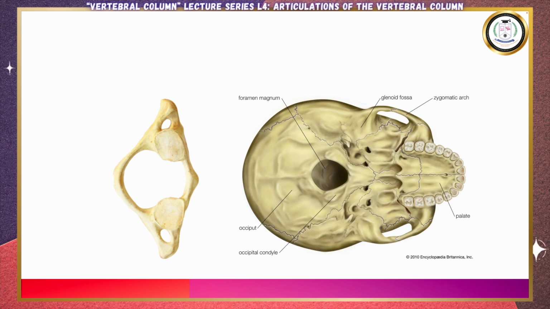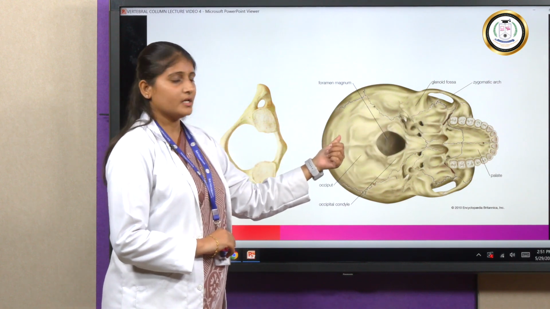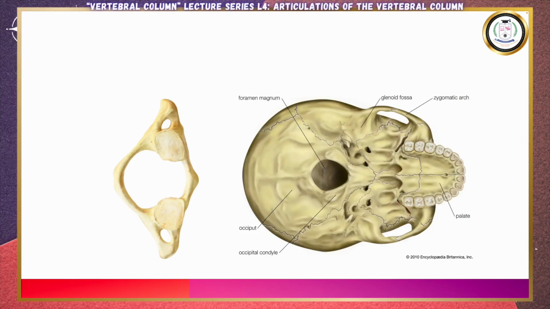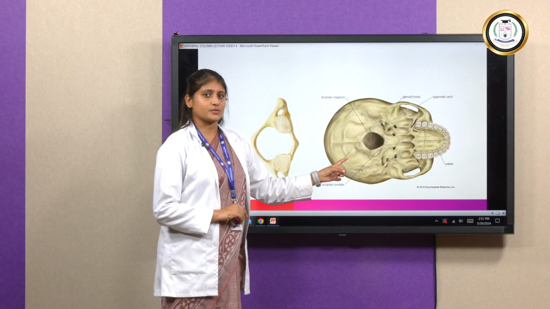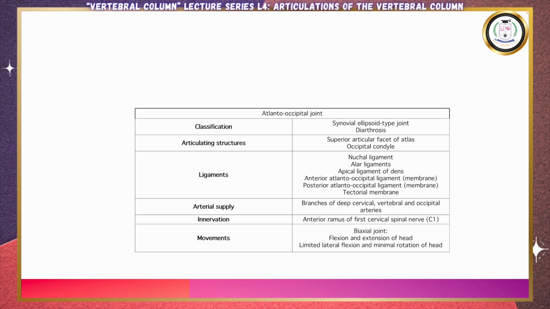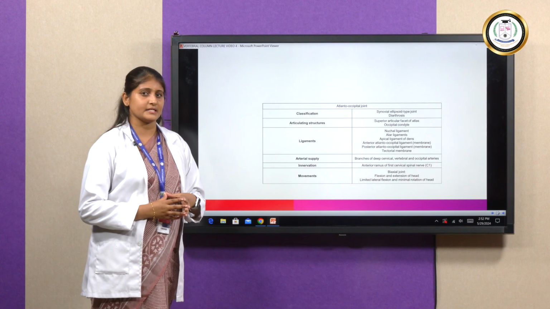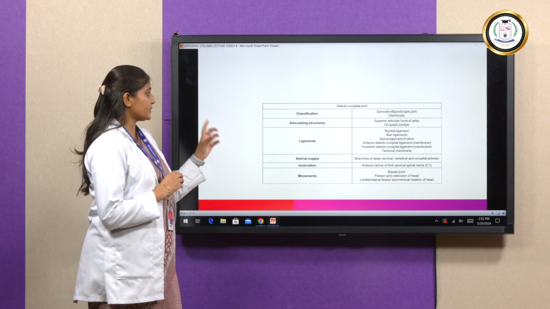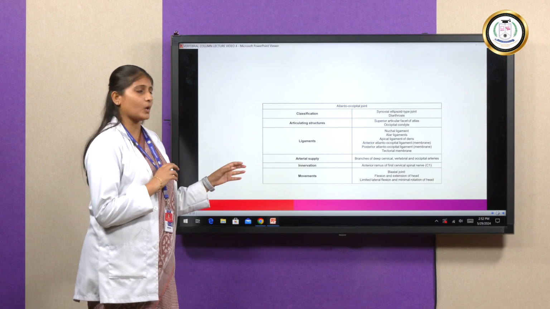Here we have the atlas bone, and this atlas articulates with the facets of the occipital bone. The articular facets of the atlas articulate with the occipital condyle of the occipital bone. The atlanto-occipital joint is generally a synovial joint of the ellipsoid variety, and we have superior and inferior articular facets in each vertebral bone. Here, the superior articular facets of the atlas articulate with the occipital bone.